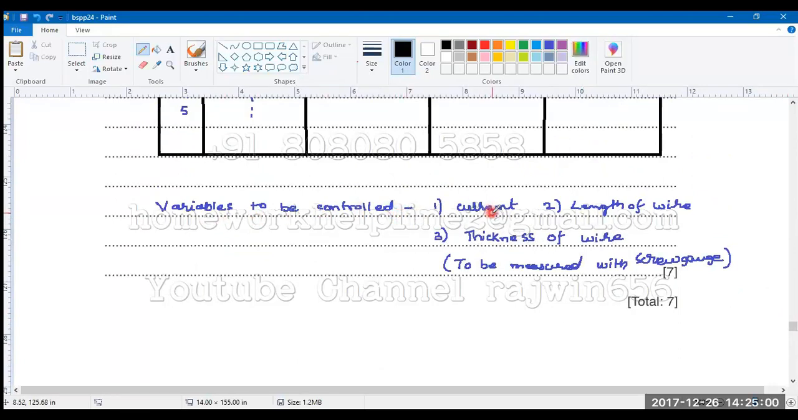We should keep the amount of current the same, so that the different amounts of heat that will be produced should remain approximately the same, because the same value of current is there. You should also keep the length of the wire same, and the thickness of the wire. It can be measured by using a screw gauge that is provided to us in the experiment.